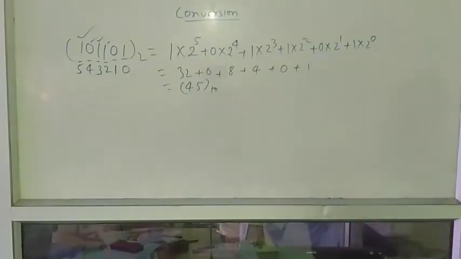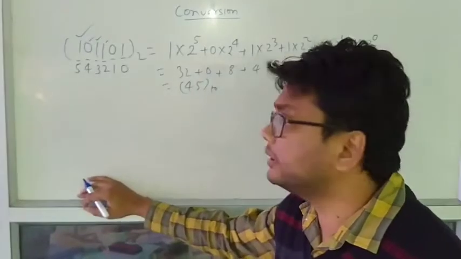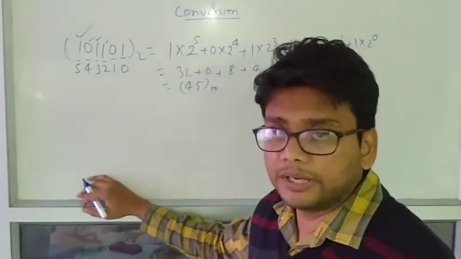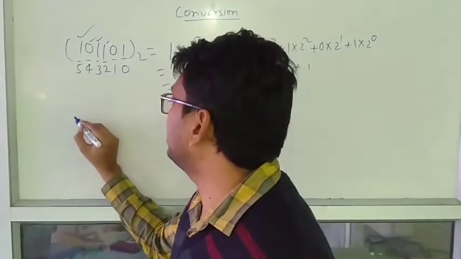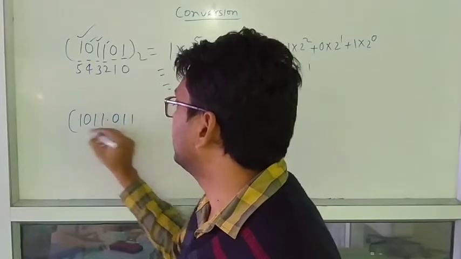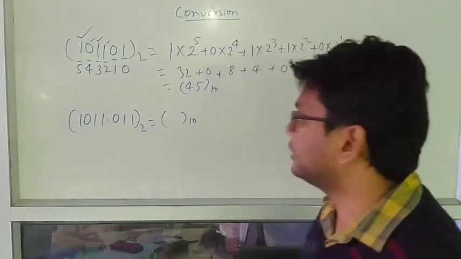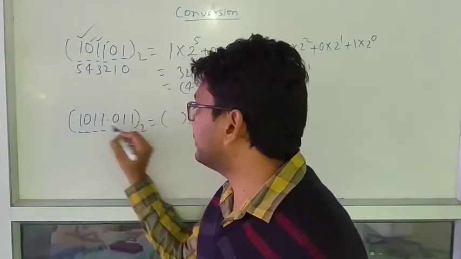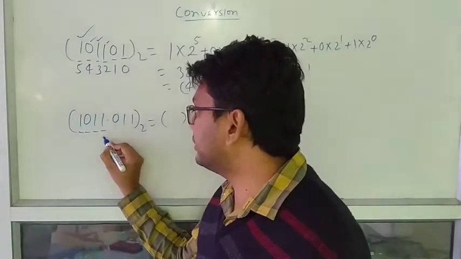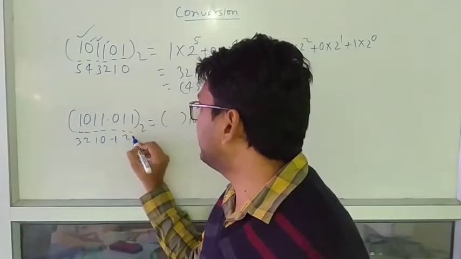So the next example: in this example there was only an integer part, but suppose a fraction part is also added. In that case, how can we solve for the decimal one? Like if we have 1011.011, suppose this question is given, and you want to convert this binary number into the decimal one. First of all we will take the positions. Here it is the integer part, this is the fraction part, so here we can write 0, 1, 2, 3, and here we can write -1, -2 and -3.